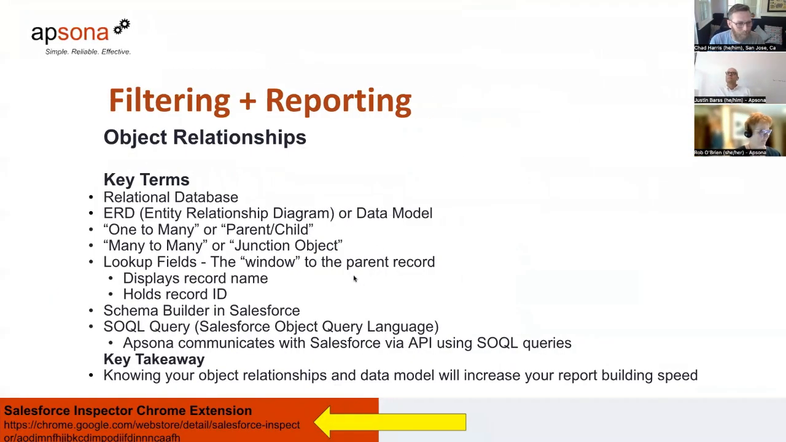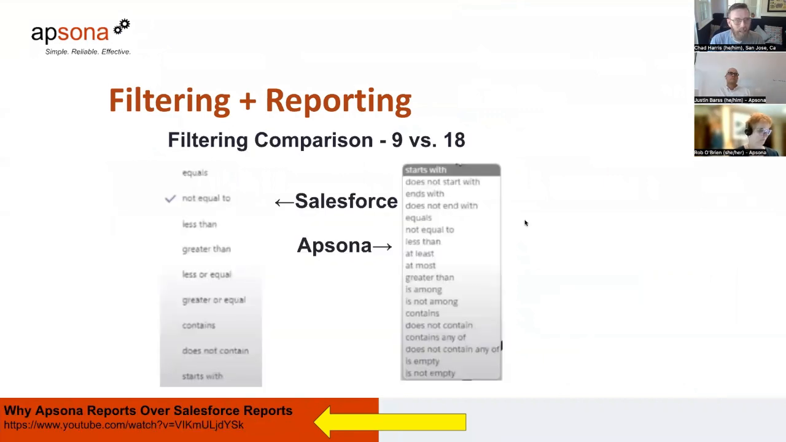Okay, let's jump back into it. Let's move on to the next slide here. All right, so let's back up and start talking a little bit more about Apsona and filtering now that we've established some object language stuff. So in Salesforce, if you're running a report and you're going to run a filter, you'll get about 9 filters here on the left side that you can see. If you are running a report or just trying to filter a list in Apsona, you're going to get 18 filters, twice the amount.